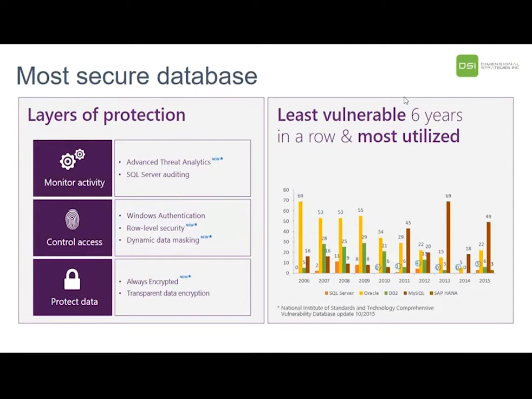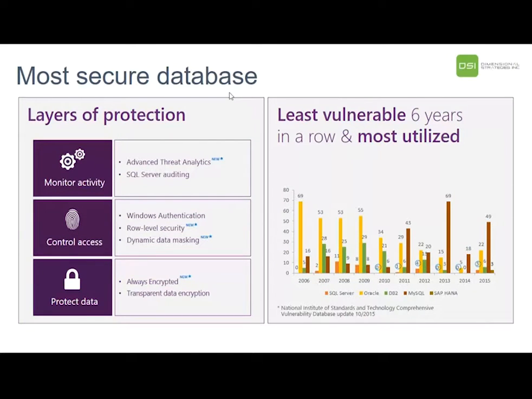Some very interesting new features have come into 2016 around security, the advanced threat analytics. Auditing has been around for a while. Authentication is something we're all familiar with, but there's two new features that really are interesting. One is row-level security, and the other is dynamic data masking. There's also Always Encrypted and Transparent Data Encryption, which we've had since 2008, but it has been enhanced in 2016.